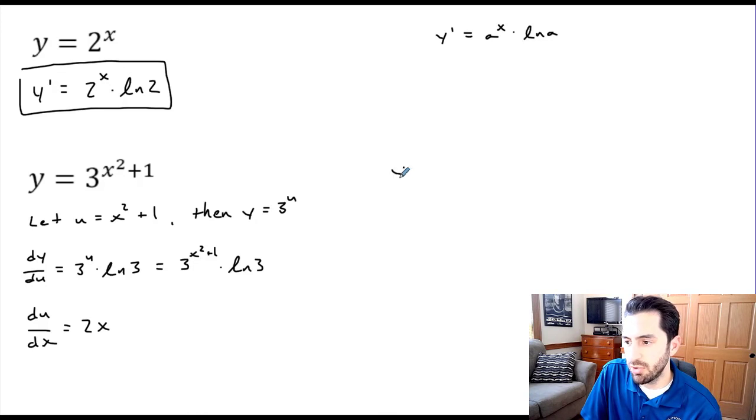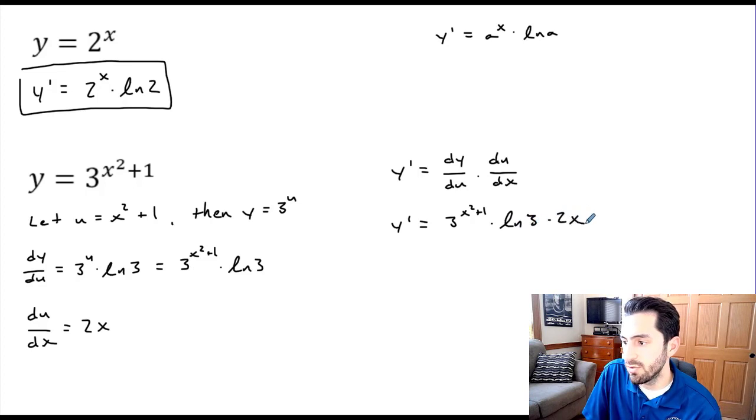So for this second example, our derivative is going to be the derivative of the outside times the derivative of the inside. So what we end up with, y prime is equal to 3 to the x squared plus 1 power times the natural log of 3 times 2x. And if we wanted to, we could rearrange this and rewrite it. So maybe I'll write this as y prime is equal to 2x times 3 to the x squared plus 1 power times the natural log of 3.